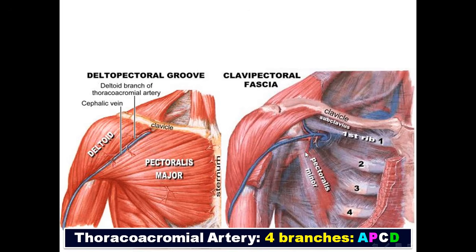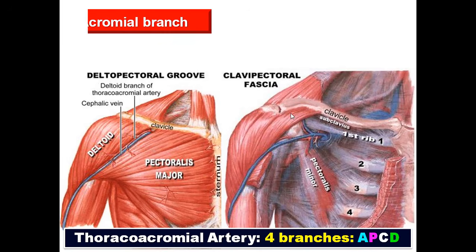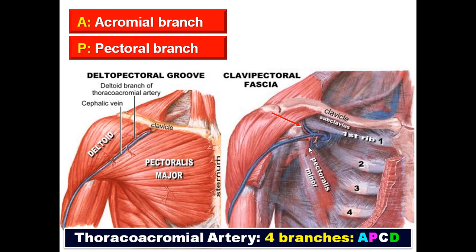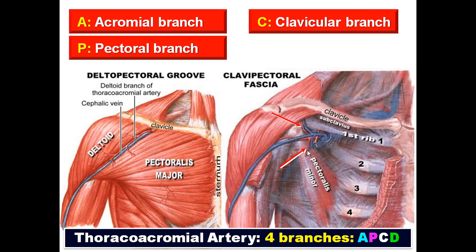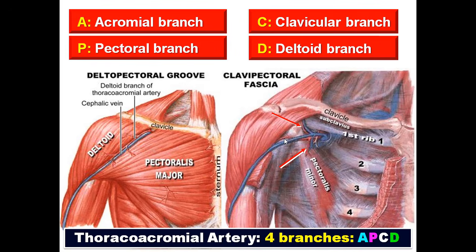Okay, this is pectoralis minor, this is the deltoid, pectoralis major, this is the deltopectoral groove, and this artery which pierces the clavipectoral fascia is the thoracoacromial artery. It gives 4 branches, A, B, C, D. Acromial branch is going to the acromion. Pectoral branch, supplying pectoralis major and minor. Then clavicular branch to the subclavius. And then deltoid branch in the deltopectoral groove with the cephalic vein.